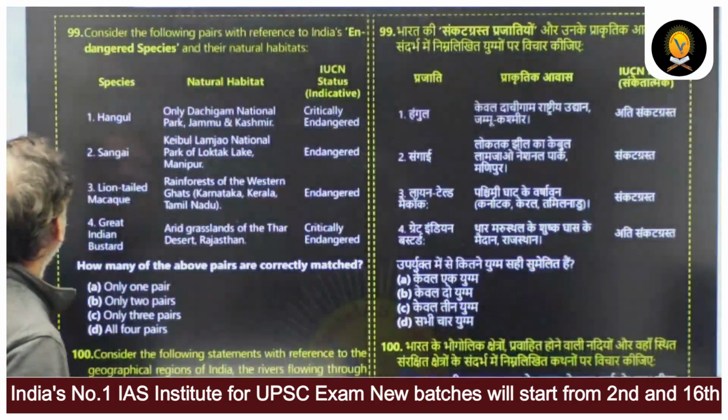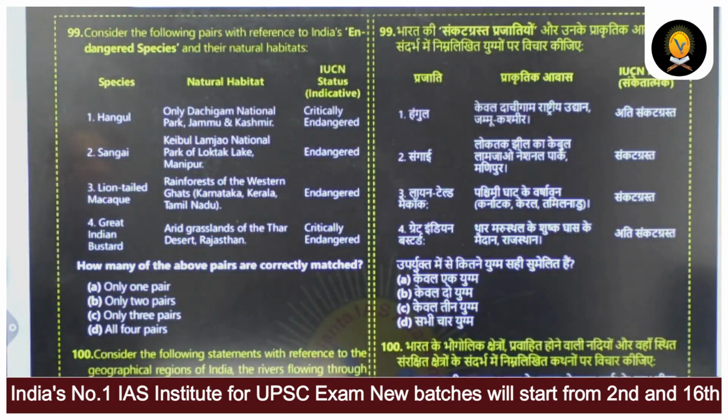Now consider the following endangered species. Hangul, only in Dachigam National Park, Jammu and Kashmir, correct. Sangai, Keibul Lamjao, correct. Lion-tailed macaw, rainforests of the Western Ghats, correct. Great Indian bustard, arid regions. So all 4 are correct. 99, all 4 are correct.